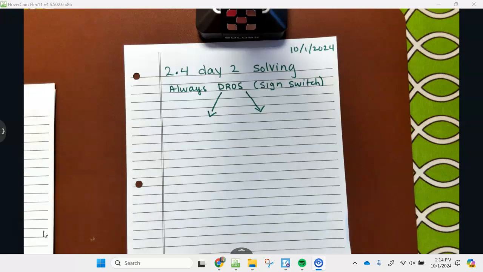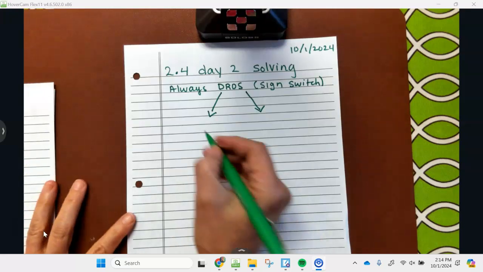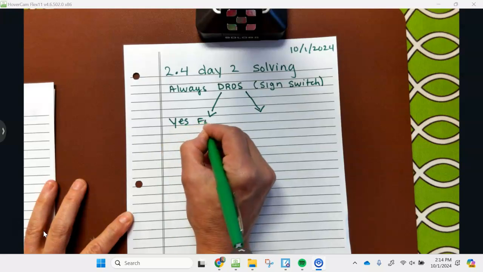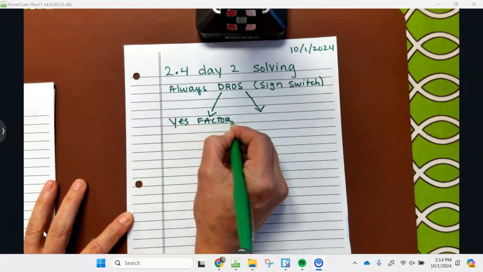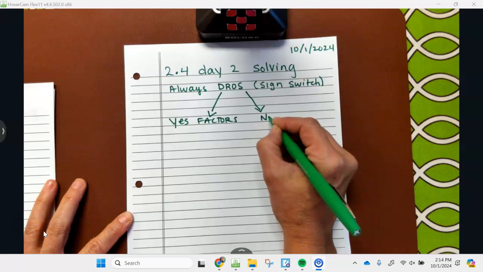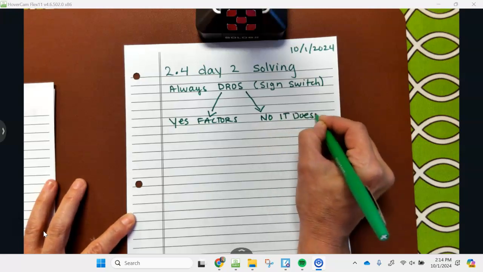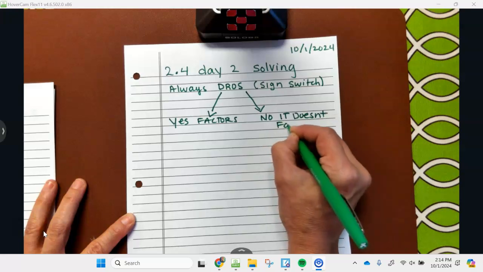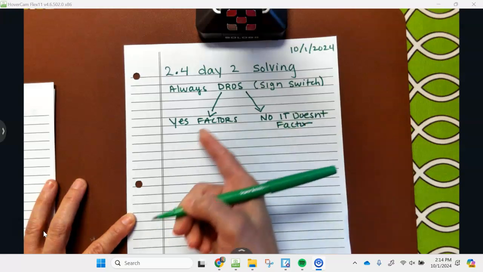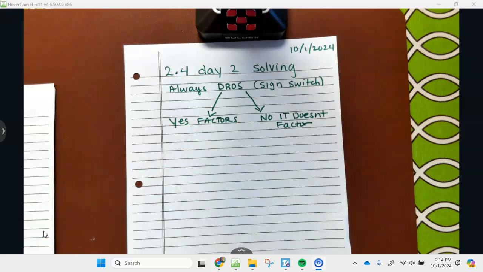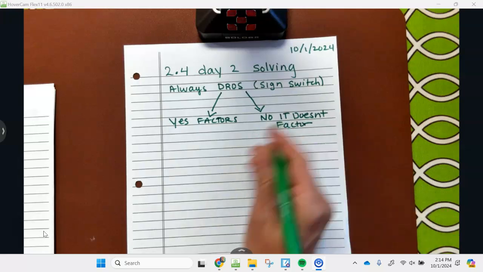And then, is it going to be really super easy or not? Then you need to check, yes, it factors, or no, it does not factor. If it factors, then do your work and you're done. That's it. If it doesn't factor, then here's your steps.